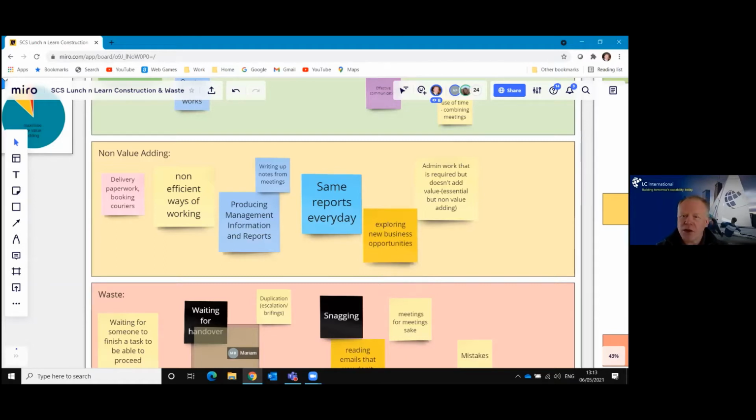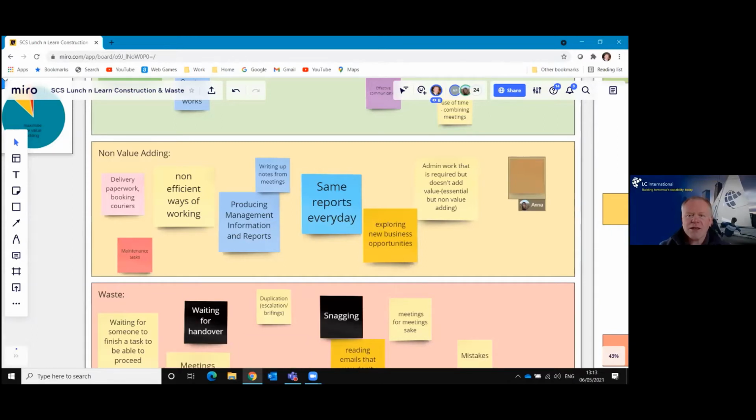We've got admin work that is required, but doesn't add value, essential, but non-value adding. So think about the administration that you do. Think about the checking, the inputting. How do we get information to where we need it in the simplest way, the easiest way? Is there anything we can do that's automated, for example?